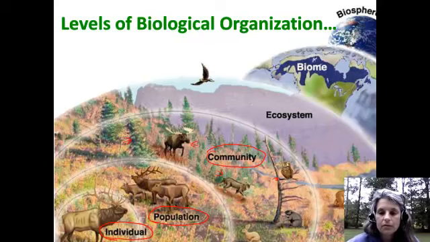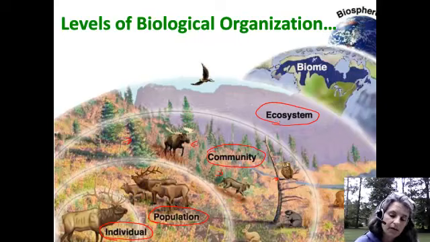And then we bump it up to a bigger level of organization still, where we talk about the ecosystem level of organization, where not only are we talking about all of the living things, but also the non-living components, the abiotic components of an ecosystem. For example, water, air, light, temperature, things of that nature.